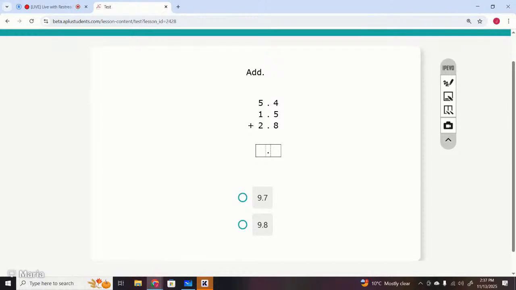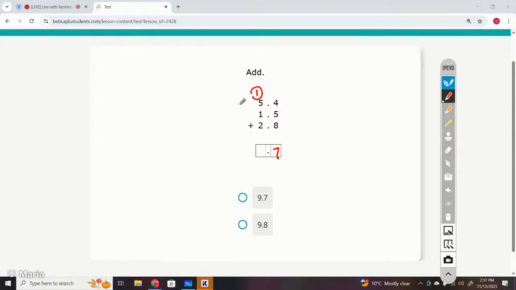Add 5.4, 1.5, and 2.8. So let's just add. 5 plus 4 is 9, and 9 plus 8 is 17, right? 7 and carry 1. So you can just add 1 to the carry. 5, 6, 7, 8, and 1, 9.